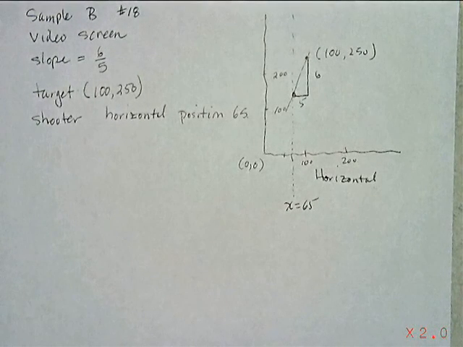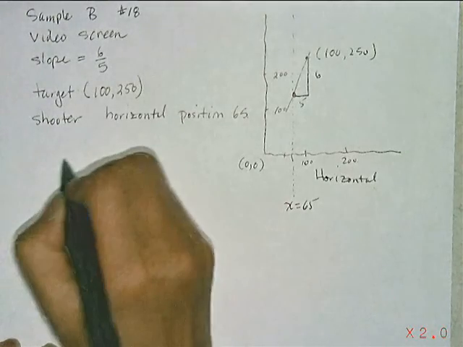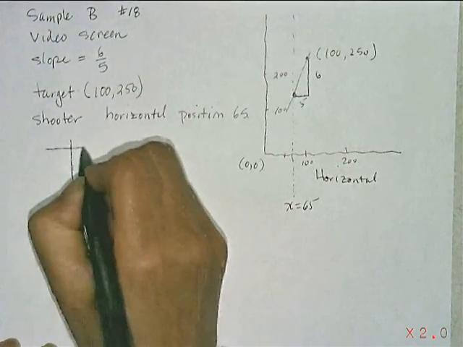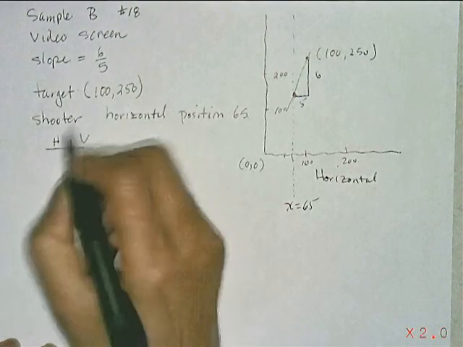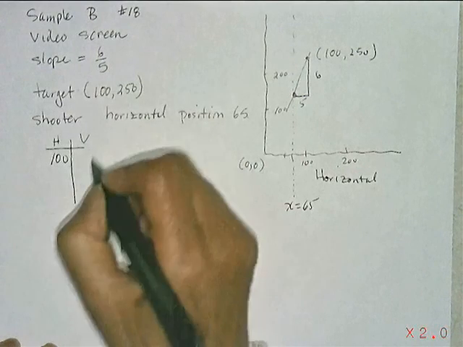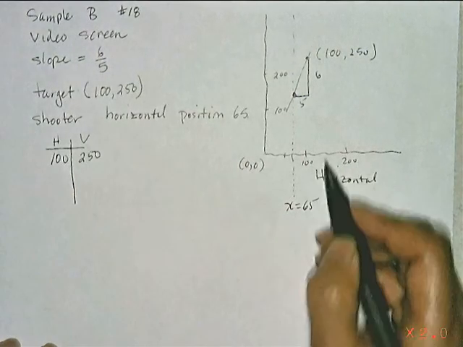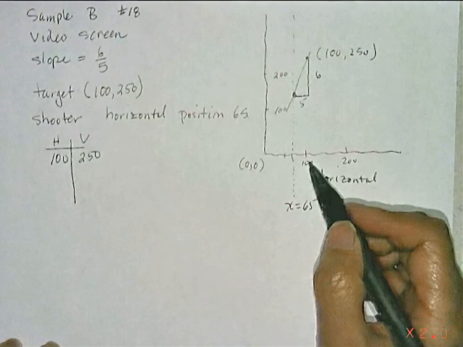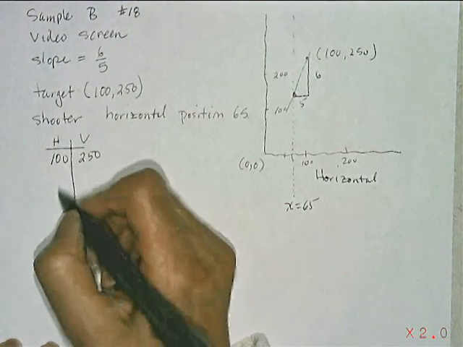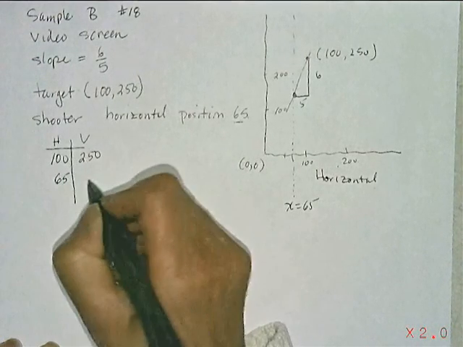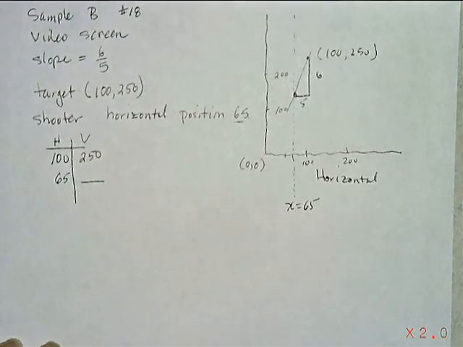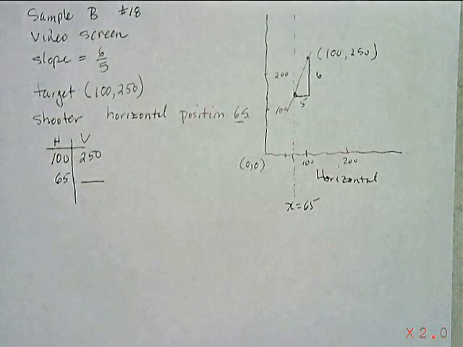Okay, so let's work with this. Let's see if we can construct a table of values and work with a table of values. If I go horizontal and vertical, the target is at horizontal 100 and the vertical position is 250. And I know that the horizontal position of the shooter is at 65, right here. So 65 is the horizontal position. What is this number, so that we can get a slope of 6/5?